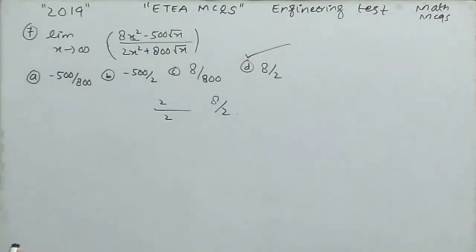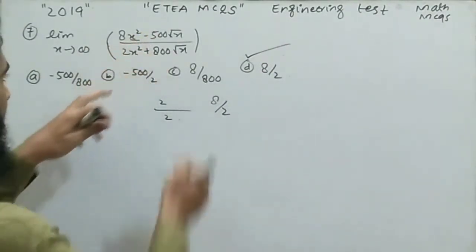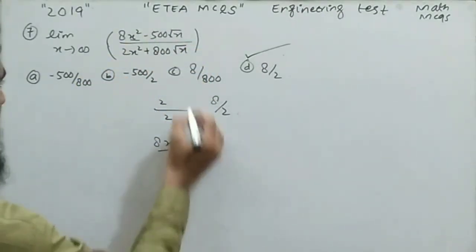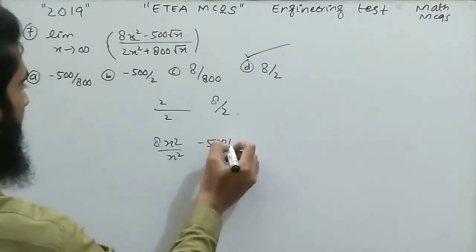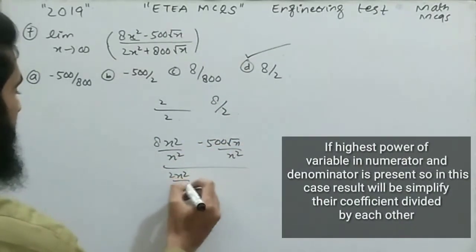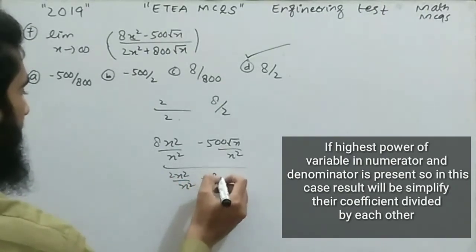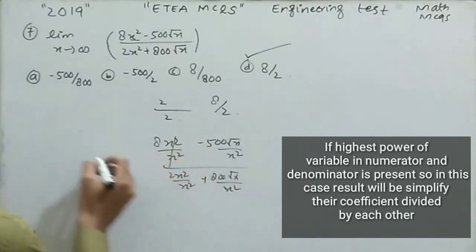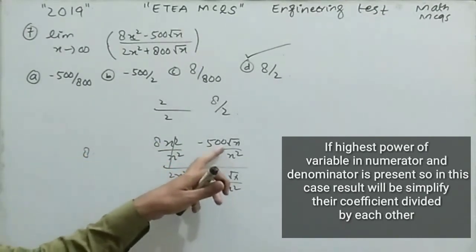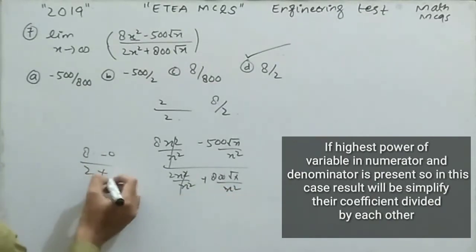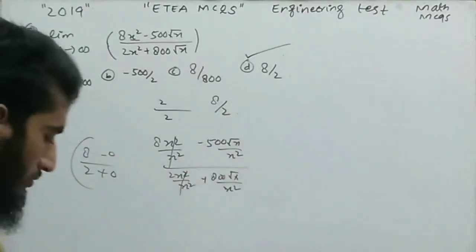Now you can also solve this type of question by dividing with the highest power of x in all the terms. So divide everything by x square. So it becomes 8x square by x square, minus 500 square root x by x square. Divide the denominator also by x square, so it becomes plus 800 root x divided by x square. It gives us 8. If you put infinity over here, it will give us 0. Over here it gives us 2. If you put infinity over here, it will give us 0. So the required result will be 8 by 2.